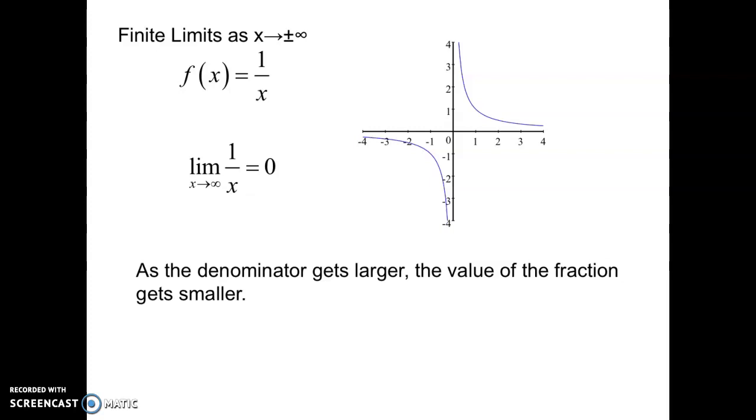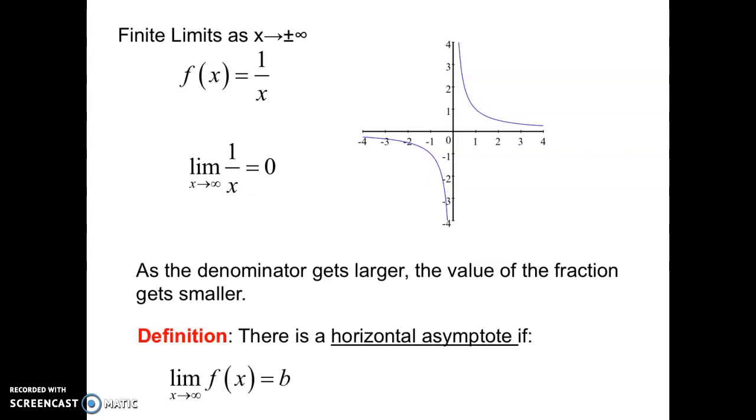So as the denominator gets larger and larger, the value of the fraction is getting smaller and smaller. 1 over 100, 1 over 1,000, 1 over a million, 1 over 10 million. So the idea is, as x gets really, really large, the value of the function is nearing 0.